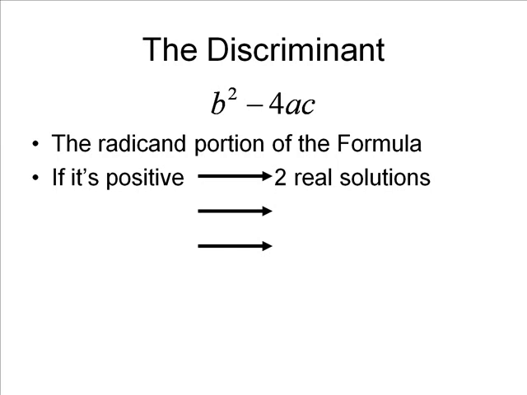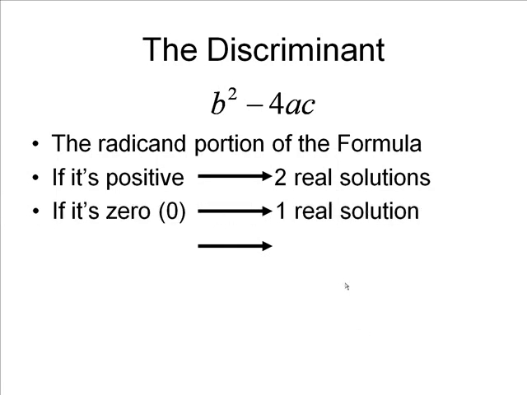So if your discriminant, b squared minus 4ac, comes out to be positive, well, there's a positive root of that number, and there's a negative root of that number. So you have two real roots, two real solutions. If it's 0, the square root of 0 is 0, so you're only going to have one real solution.